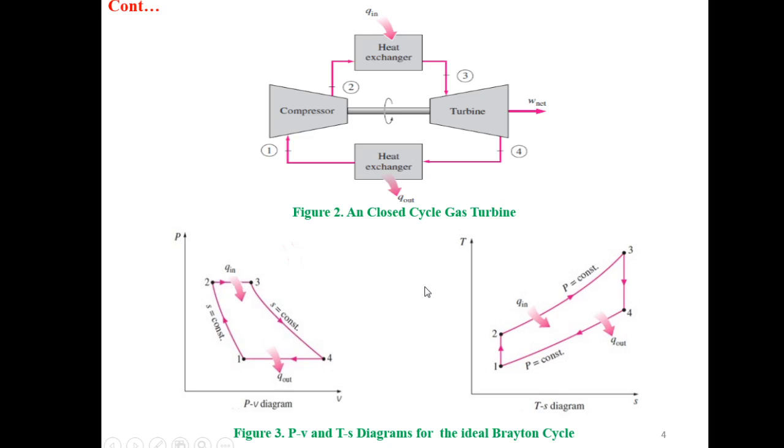From 3 to 4, again there is expansion, and this is just the reverse of the 1 and 2 process, and this is again an isentropic expansion process. So this is 3 to 4 in the turbine, a vertical line downward because we are doing expansion. From 4 to 1, we are rejecting the heat from the working medium at constant pressure. So the 4-1 line in the PV diagram is a horizontal line, and here it is a curved line from 4 to 1, constant pressure heat rejection.